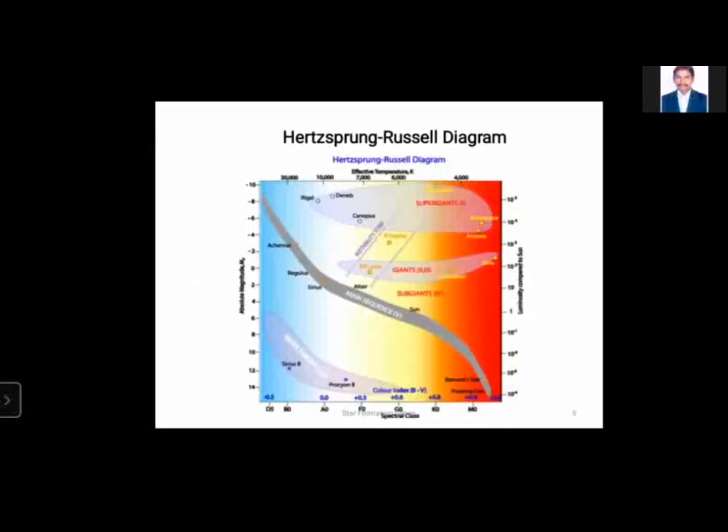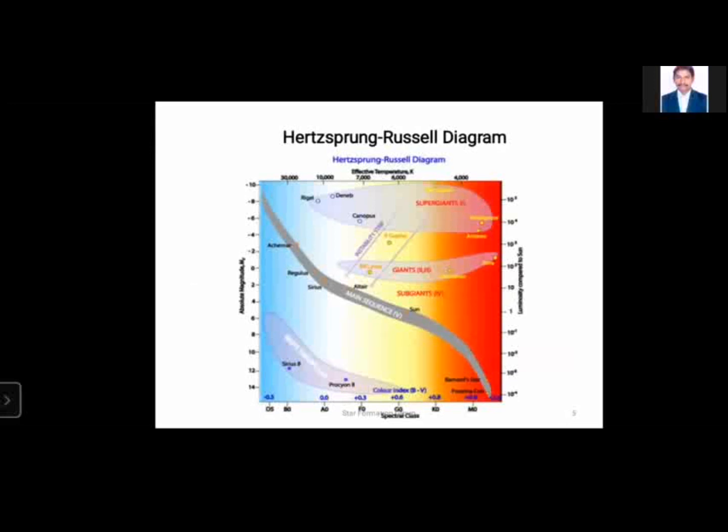Next is the Hertzsprung-Russell diagram. The Hertzsprung-Russell diagram is the main tool in the study of stellar evolution. It plots the temperature of stars against their luminosity, or the color of stars against their absolute magnitude. This is also known as the color magnitude diagram.